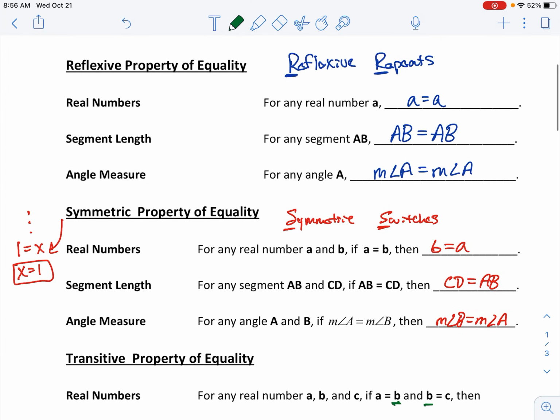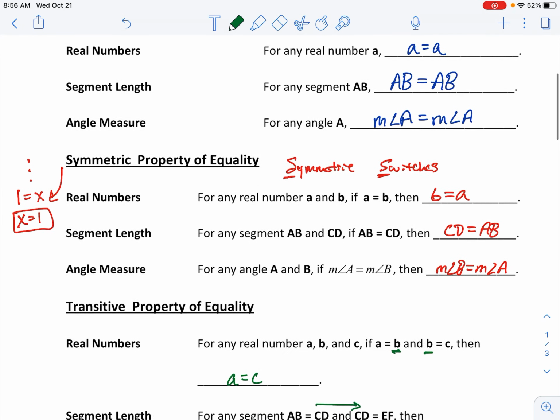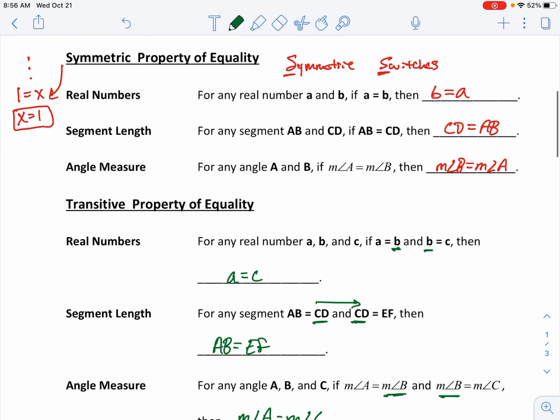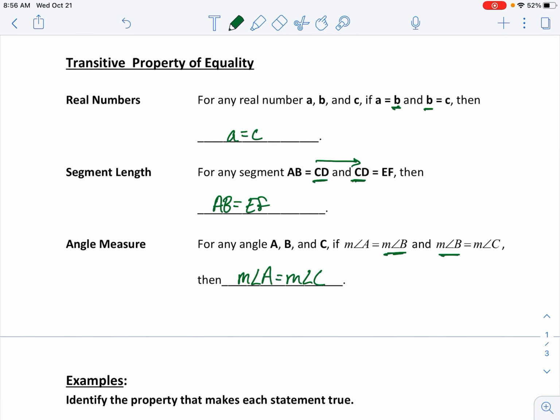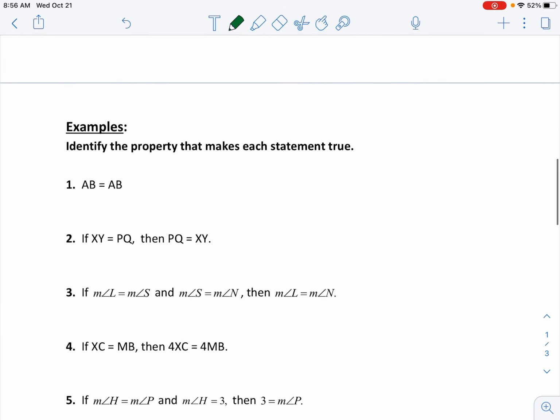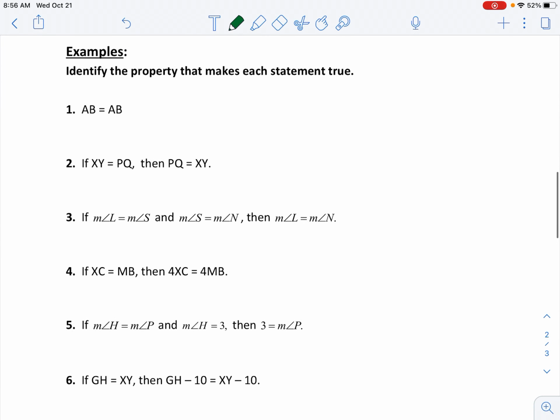So there's our 3 new ones. I'll just scroll up. We have the reflexive property, which repeats on either side, the symmetric property, which switches, and then the transitive property, which we're saying we're using that relationship. A is equal to B, B is equal to C, so A is equal to C. And now let's just do some examples to finish up these notes today.